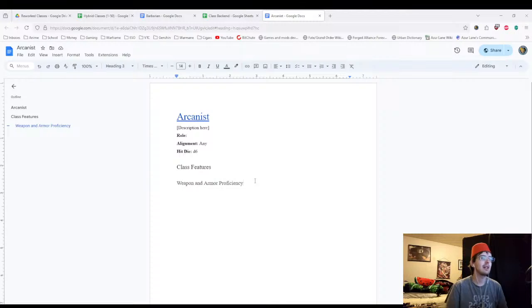So let me explain what the class is about first of all. Arcanist is a class that is not going to use spell slots. Instead, they're going to use a kind of more video gamey mana system to cast their spells. That will become apparent once I actually type it out, but that's essentially how it works, is they're going to do mana instead of spell slots.